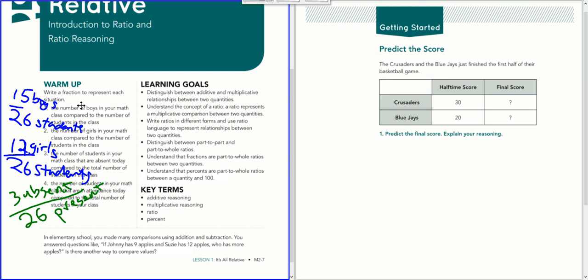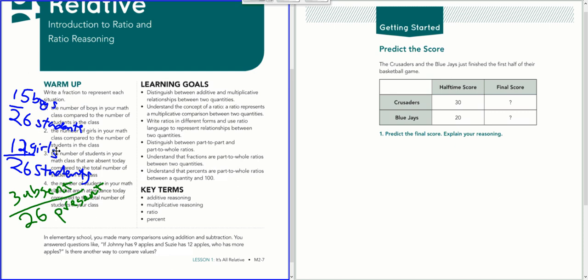So we looked around the room, we found the number of boys in our class compared to the total number of students. We wrote it as a fraction, 15 boys over 26 students. And then there was a disagreement whether it was 12 or 11 over 26. But the thing is, these need to add up to be 26. So somewhere our counting was off a little bit. All right? But that's beside the point.